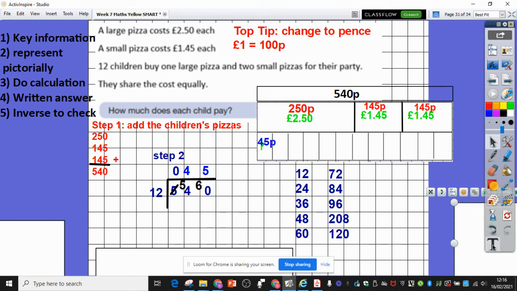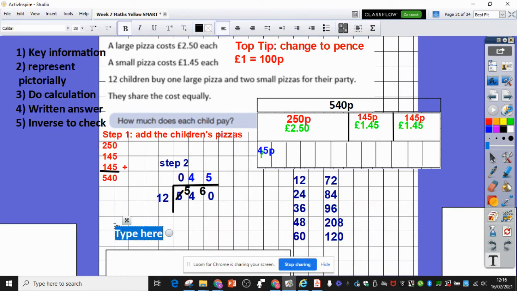So I have to do my worded problem. So my answer is, my worded answer. I'll type now, each child will pay 45p. And it's important to put that unit of measure in so that I get my answer right. If I just left 45, it could be what, 45 bananas, 45 elephants? No, you've got to give your unit of measure. Each child will pay 45p.